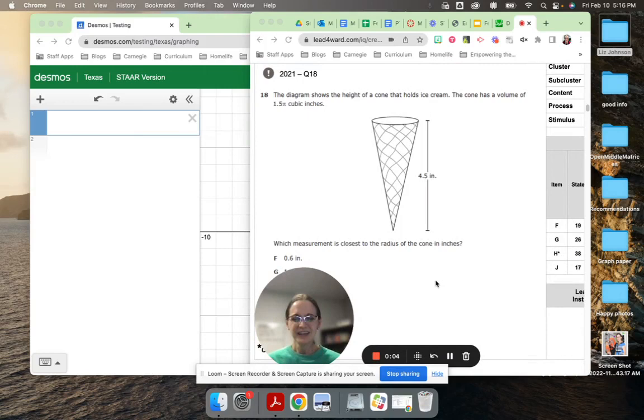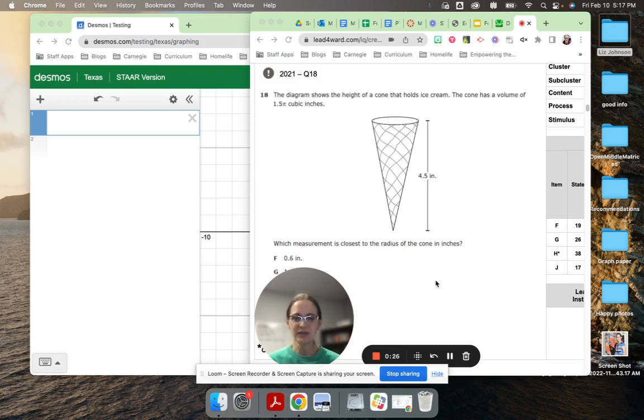Here's a pretty cool way to use the Desmos version of STAAR, or the STAAR version of Desmos, to solve just about any equation that you would need to solve. Here I have a cone. Let's read about it. The diagram shows the height of a cone that holds ice cream. The cone has a volume of 1.5 pi cubic inches. Which measurement is closest to the radius of the cone in inches?